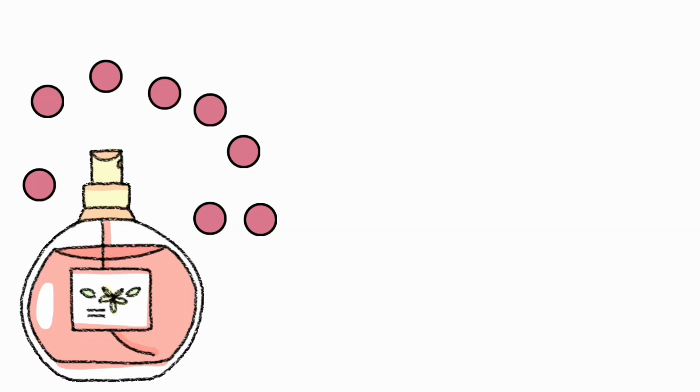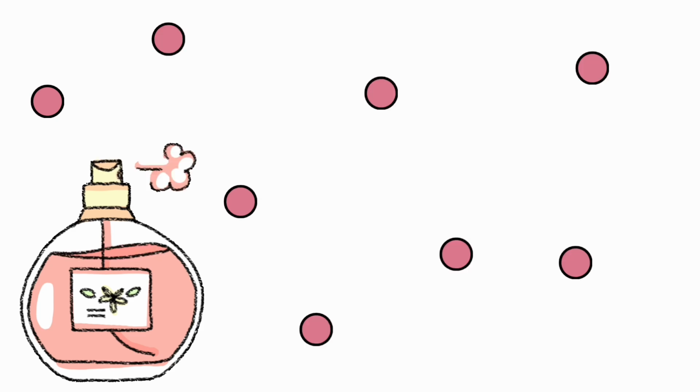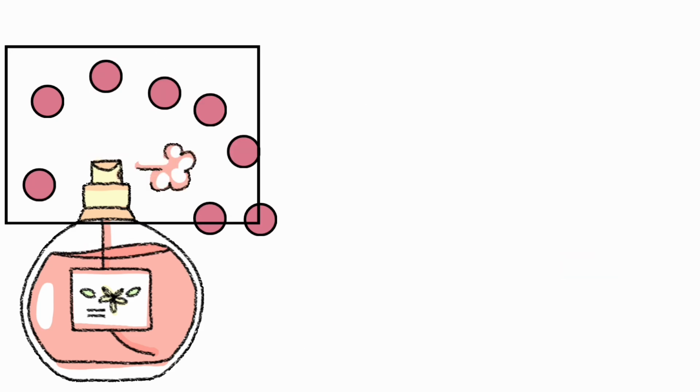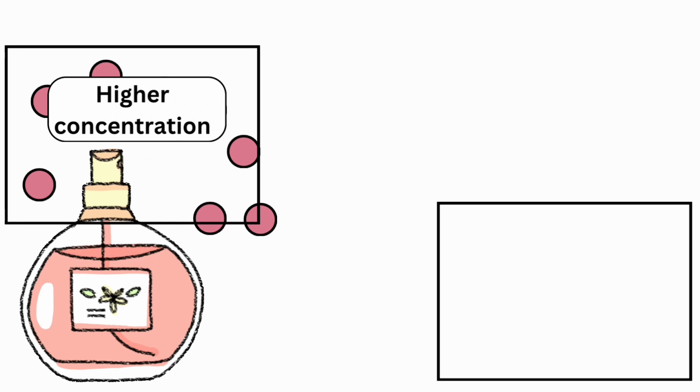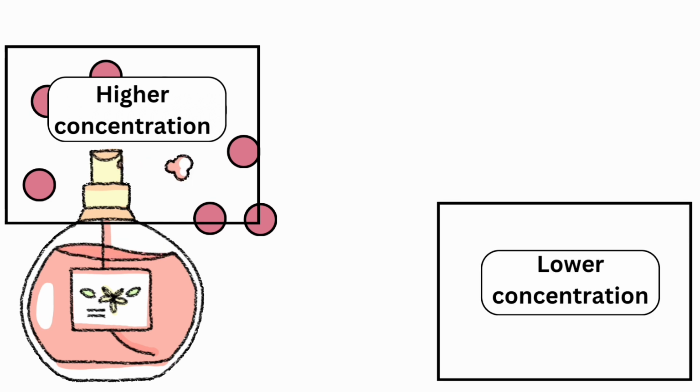A squirt of the bottle puts particles of perfume into the room, and those particles quickly move around and spread out. At the start, all of the perfume particles are close together in one area of the room. We say that this area of the room has a higher concentration of perfume particles compared to other areas of the room. At the start, there are no perfume particles in this area of the room, so we say this area has got a lower concentration of perfume particles.